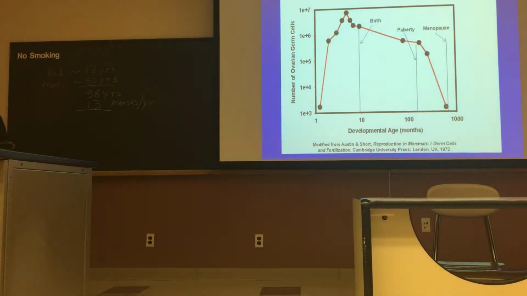Somebody do the math, please. 13 times 38. 494. If I calculated it. Yes. Okay, so about 500 cycles during a reproductive lifespan.